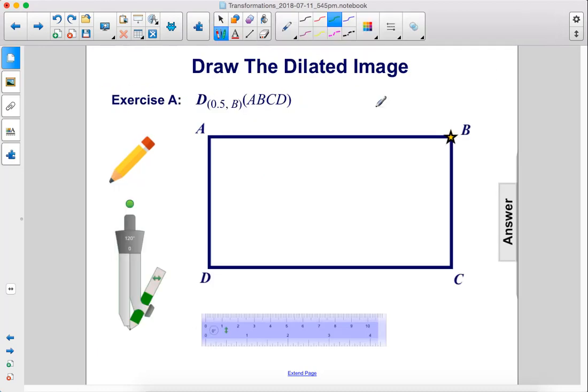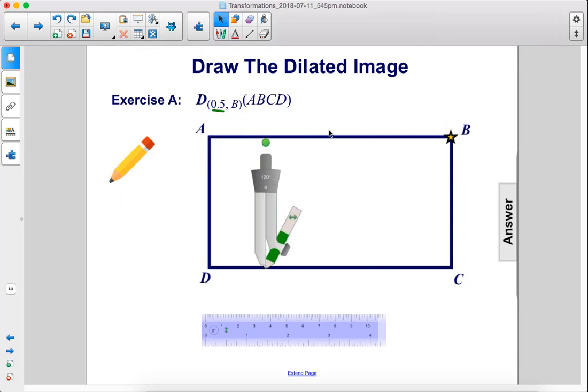Draw the dilated image. All right, so we're going to draw a dilation of this rectangle that has a scale factor of 0.5, which means that we're going to draw a rectangle that's half the size of this rectangle. The length will be half the length of this rectangle, and the new width will be half the width of this one. All right, so how do we start?